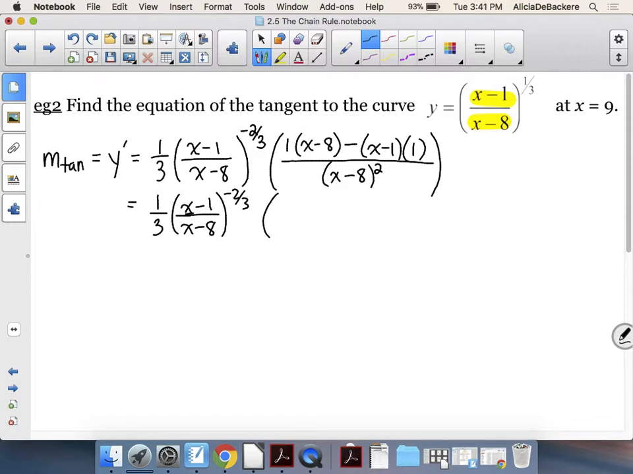In the numerator over here, I have x minus 8 minus x plus 1. Remember, I have to distribute that negative into that second bracket. So I end up with negative 7 in the numerator over my x plus 8 squared. So when x is equal to 9, my y prime, I'll just substitute in 9 for all of my x's.